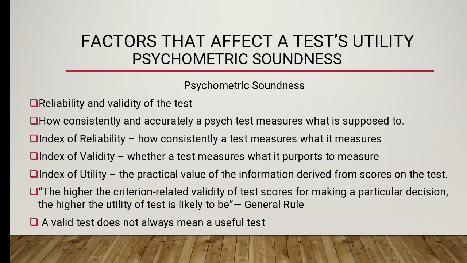The next slide talks about the factors that affect a test's utility: psychometric soundness. First one we're going to define is psychometric soundness. It is the reliability and validity of the test, how consistently and accurately a psych test measures what it's supposed to, which also identifies the concepts of the index of reliability, which is how consistently a test measures what it measures, the index of validity, defined as whether a test measures what it purports to measure, and the index of utility, or the practical value of the information derived from scores on the test.